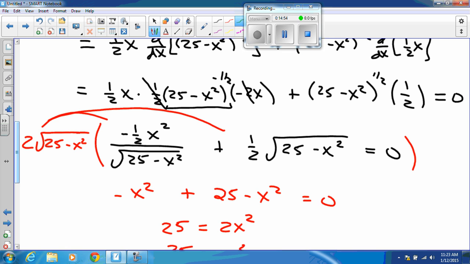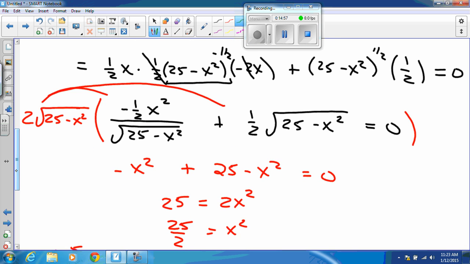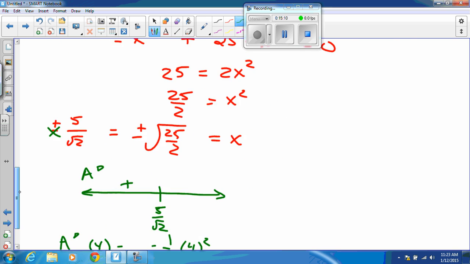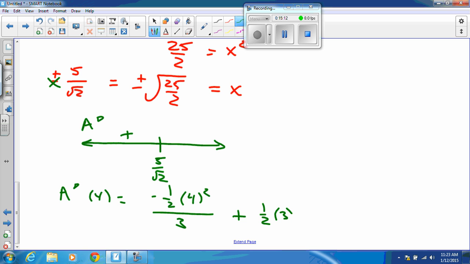So if I plug in x equals 4, then I get negative 8, a prime of 4 over 3, the root of 25 minus x squared plus 1/2 times 3. And if I take a little bit closer look at this, this is negative 8/3 plus 3/2. Let's see here. 3/2 is 1.5. Negative 8/3 is going to be negative 2 point something. This is a negative value.